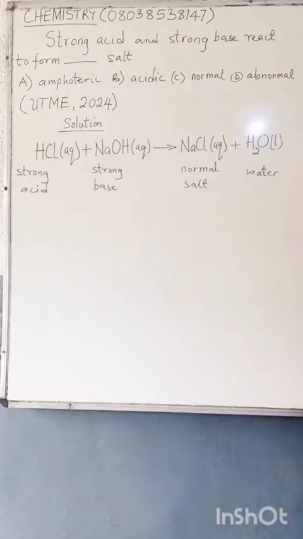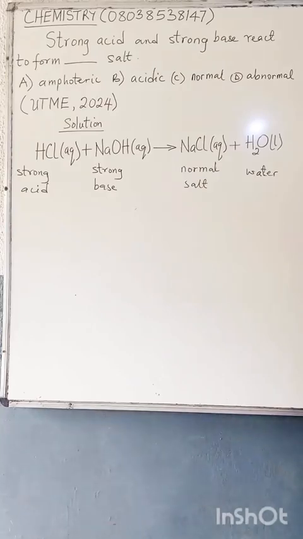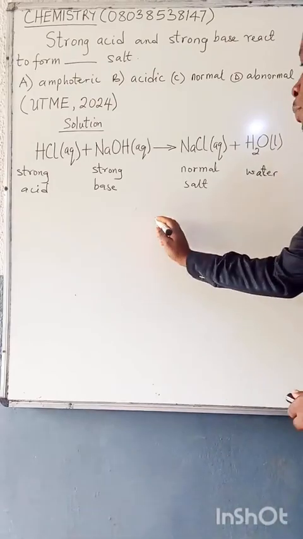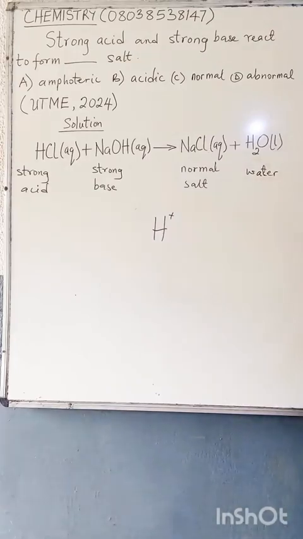First of all, when you were in SS1, you were taught that an acid is a substance which dissolves in water to produce hydrogen cations as the only positive ions. Do you remember? And you were given an example. HCl is an example of an acid. When it dissolves in water, it produces hydrogen cations. That is H+, hydrogen cation, as the only positive ion.